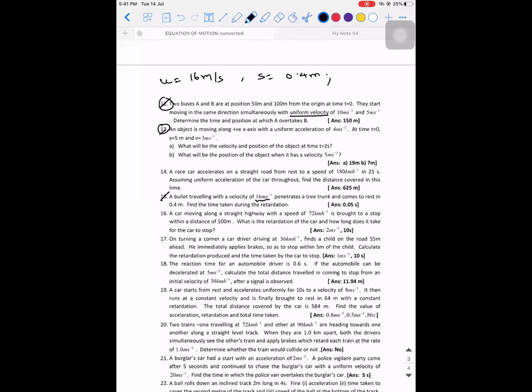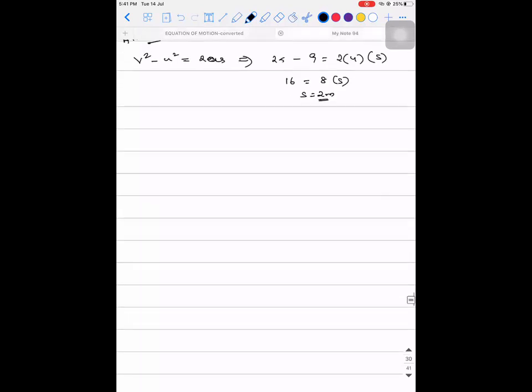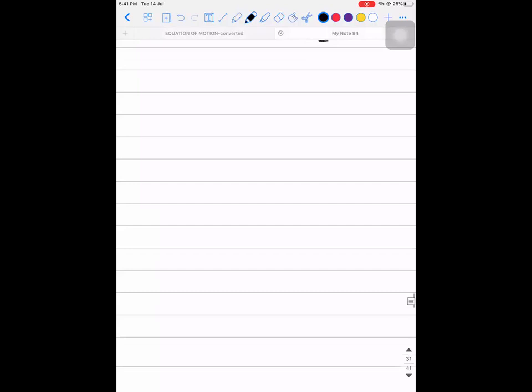So applying v is equal to u plus at, you should get the answer. But you don't know the retardation, right? So here there are two unknowns. You understand what would have been the issue. So anyone who could solve this? Yes, sir, I solved.